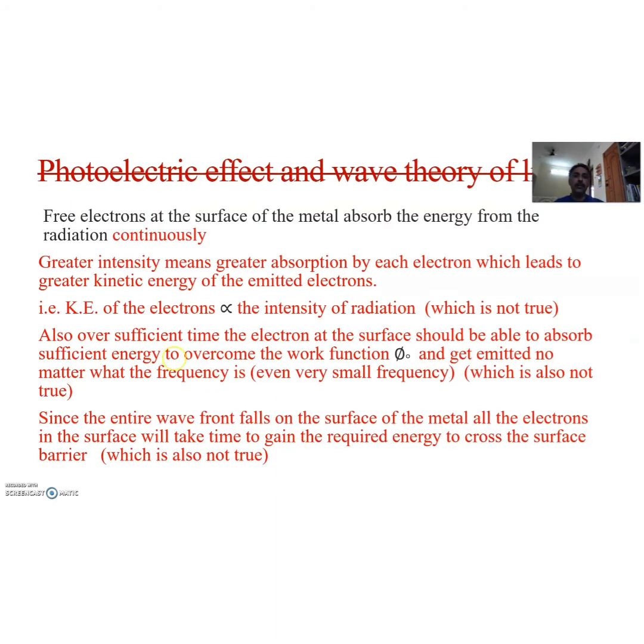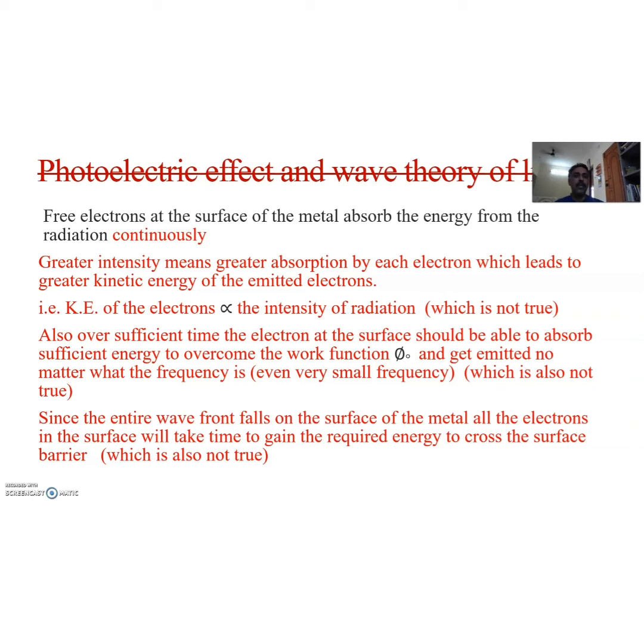So these are all the key points that have been observed through experiments by all these scientists, right? Now people tried to explain this photoelectric effect using the wave theory of light, which was not possible. So that's why I have struck this out. The photoelectric effect cannot be explained using the wave theory of light. Let us see how. Free electrons at the surface of the metal absorb the energy from the radiation continuously. This is the classical viewpoint, or the wave theory viewpoint, right? Free electrons at the surface of the metal will absorb the energy from the radiation, which is treated as a continuous flow of energy. We know that waves have a continuous flow of energy.